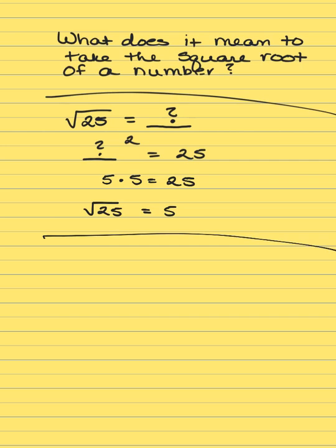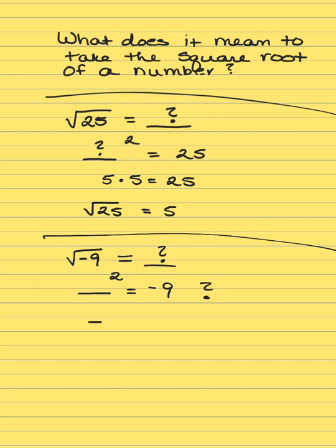Let's take a look at another example. What if I'm asked to find the square root of negative 9? What would that look like? Well, again, square rooting a number is the opposite of squaring it. So if I'm trying to find what the square root of negative 9 is, what I'm asking myself is, what number did I square to get negative 9 in the first place?